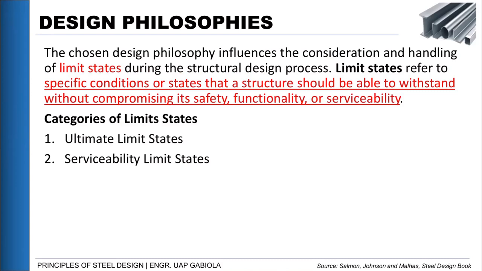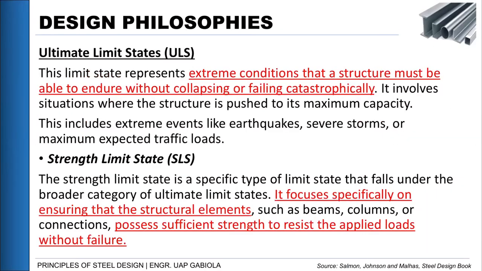So when we talk about limit state, we are generally talking about two categories. Number one is yung ultimate limit state and number two is yung serviceability limit state. Okay? So let us first discuss yung ultimate limit states. So for ultimate limit states, it represents yung extreme conditions that a structure must be able to endure without collapsing or failing catastrophically. So this means na pag sinabing ultimate limit state, ito yung ultimate limit under extreme conditions.